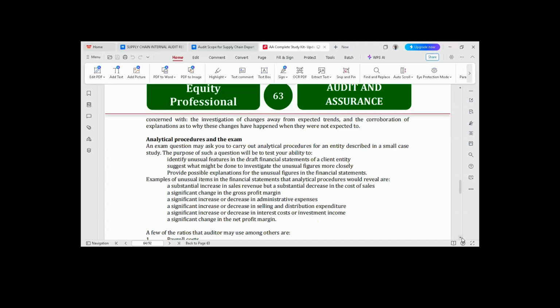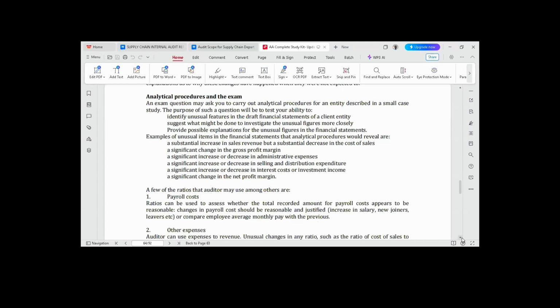Examples of unusual items in the financial statements that analytical review procedures would reveal are a substantial increase in sales revenue but a substantial decrease in the cost of sales. A significant change in the gross profit margin. A significant increase or decrease in administrative expenses, in selling and distribution expenses, and in interest costs or investment income. And lastly, a significant change in the net profit margin. So these are just examples of what you can use the analytical review procedures to achieve.